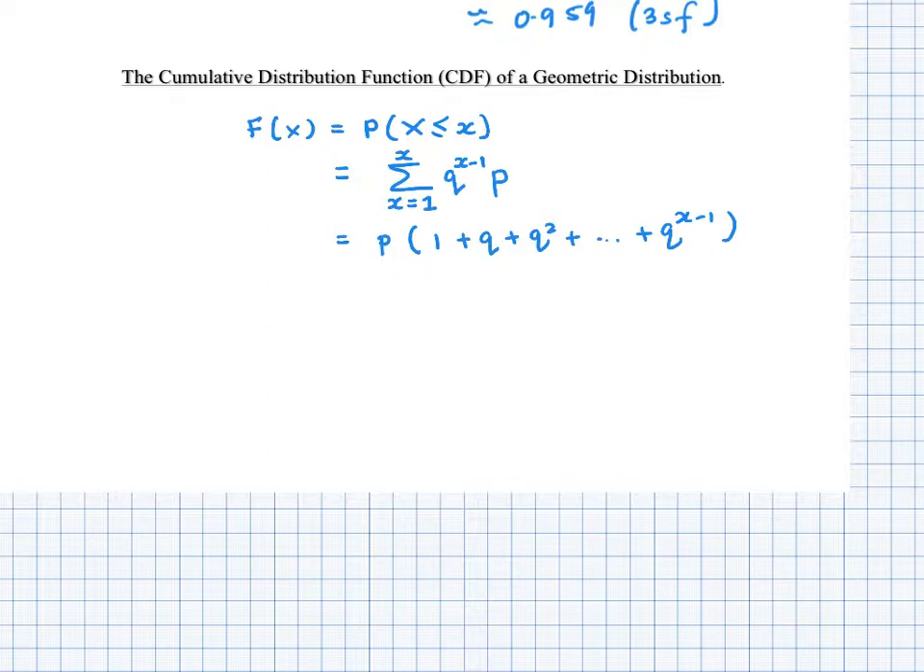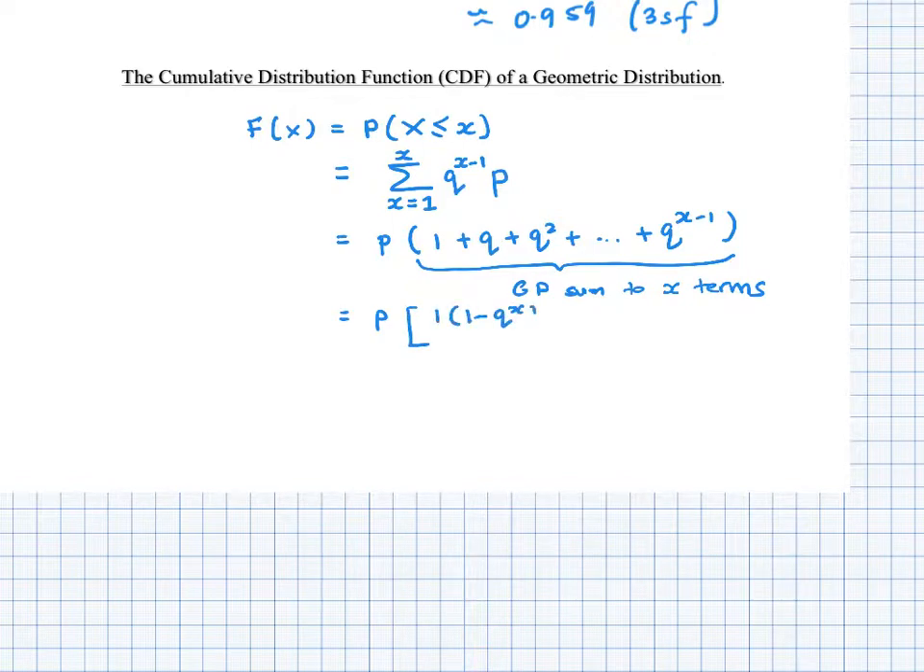I think we recognize this series as a GP, sum to x terms, and that works out to a times 1 minus Q to the power of x over 1 minus Q, which equals 1 minus Q to the power of x, since P is equal to 1 minus Q. Or we can also use this expression if we wish.